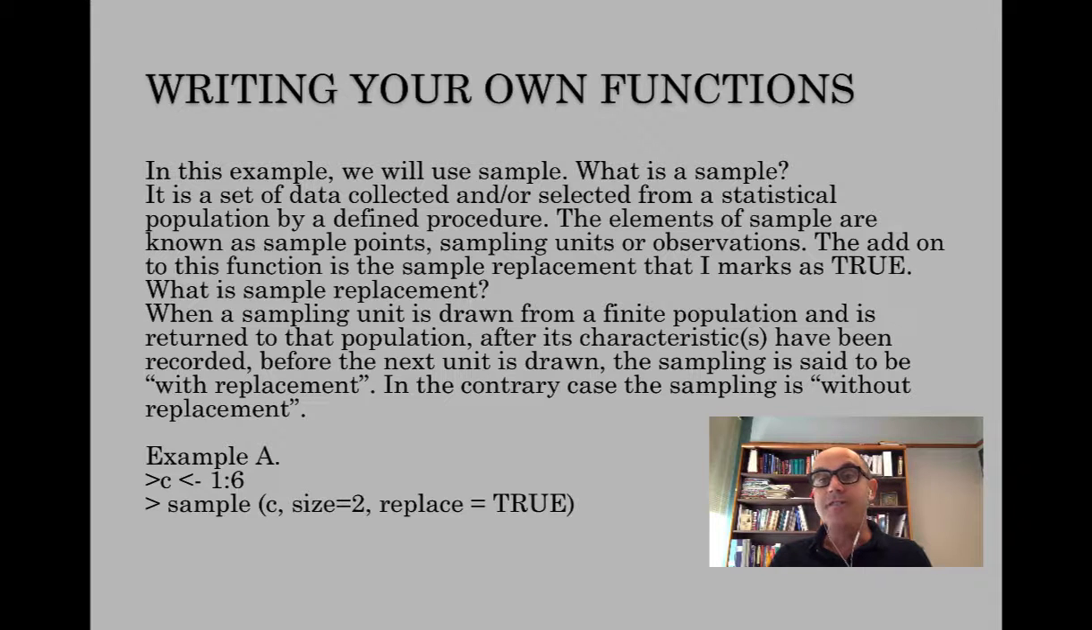The elements of the sample are known as sample points, sample units, or observations. So I add to this function the sample replacement, which I marked as true. So what is a replacement? When a sample unit is drawn from a defined population, it is returned to that population after its characteristics have been recorded. After it is redrawn, we can bring it back to the sample.